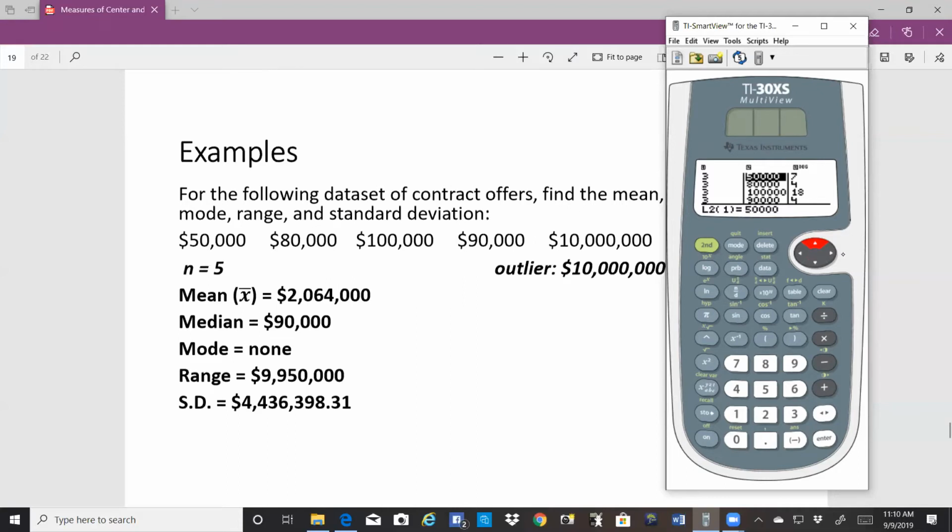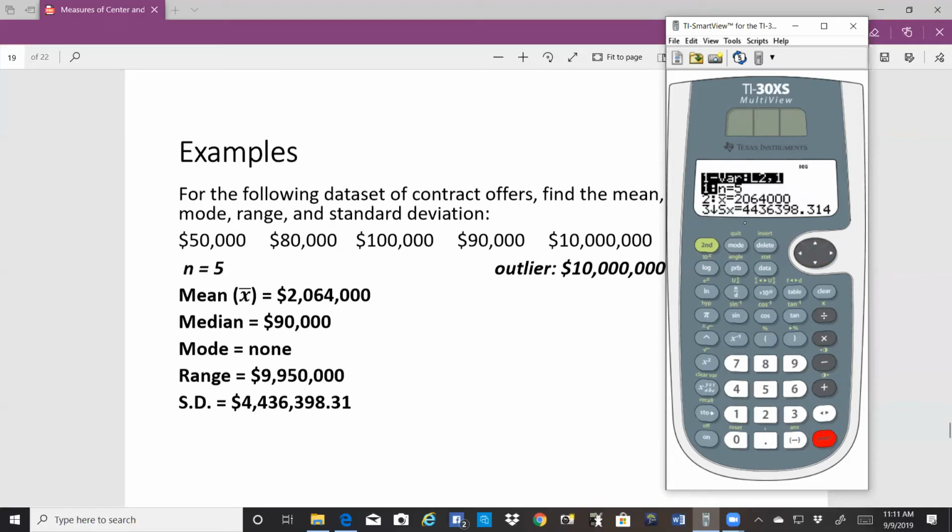And now we're going to calculate the data on the calculator, and we're going to hit second stat, and we're going to do one variable statistics. Hit enter. Now we're going to tell it what data set we're going to be using, and we're going to use the data set L2. So hit enter. And frequency is going to be 1. And now hit calculate.